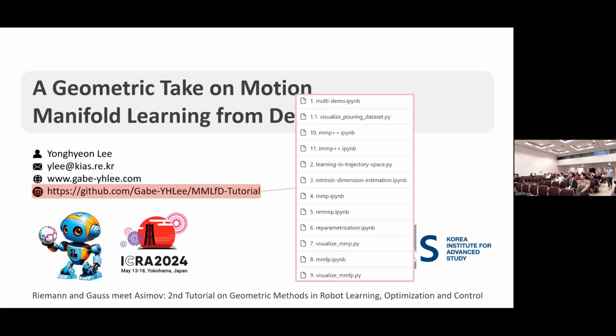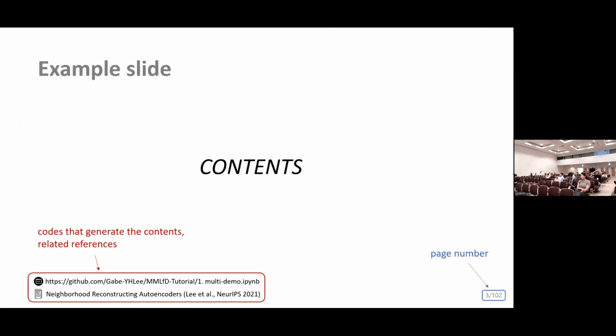For this talk, I prepared a GitHub repository. Most of the figures and experimental results that I share today can be easily reproduced in this GitHub repository, so feel free to check it out. Throughout the presentation, in the lower left corner, you can see the code that generates the contents and some related references. In the lower right corner, you can see the page number, which may be useful to remember for the later Q&A session.